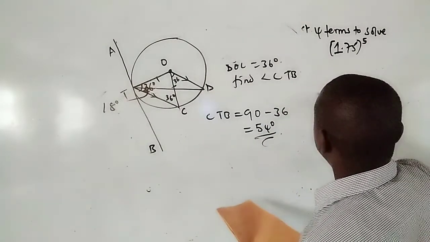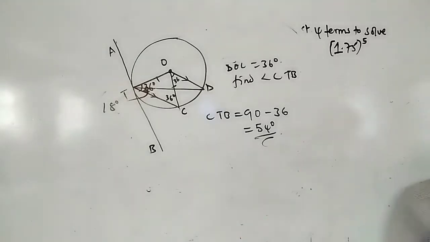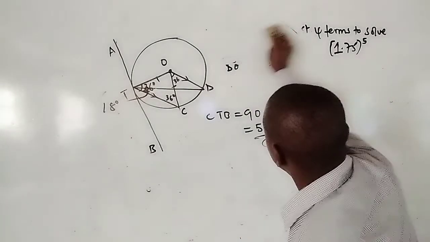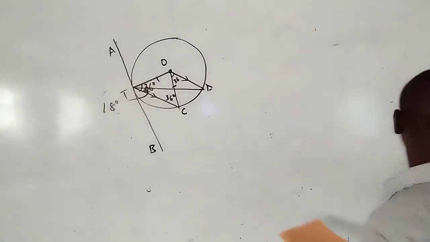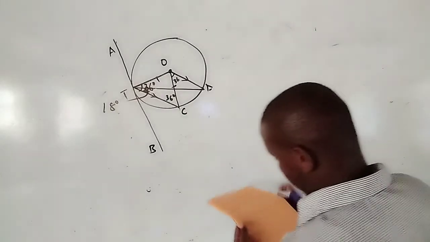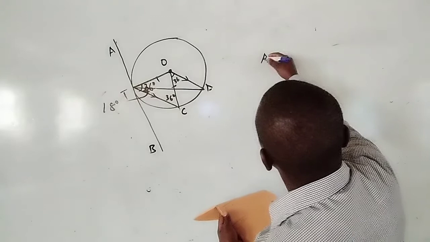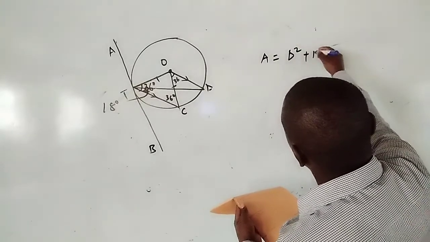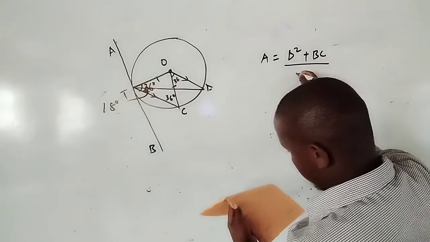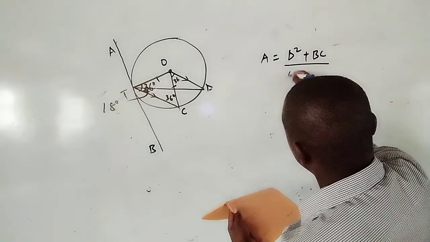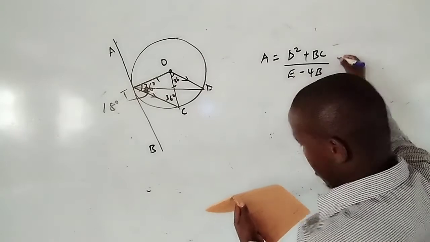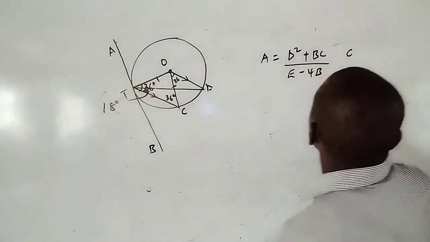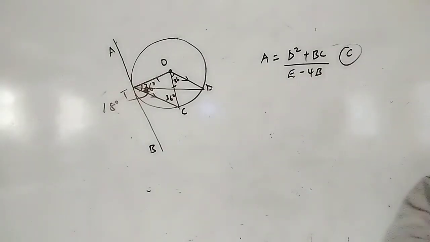Make C the subject of the formula. A is equal to B squared plus BC, all divided by 4B. Make C the subject of this formula.